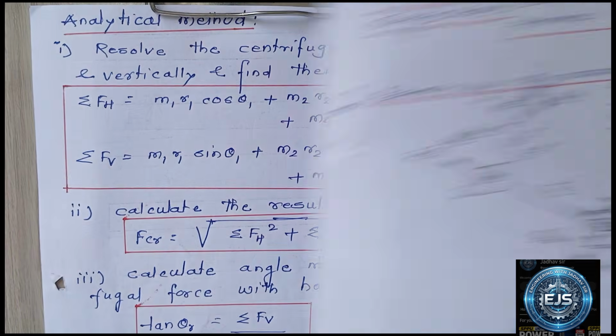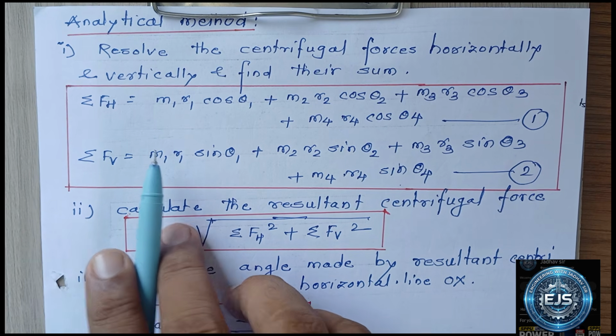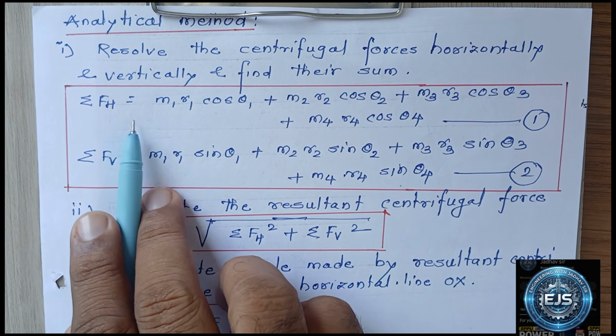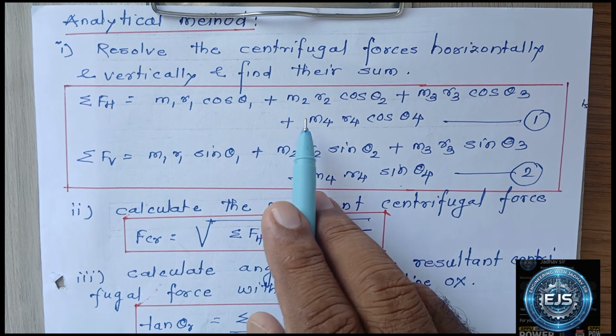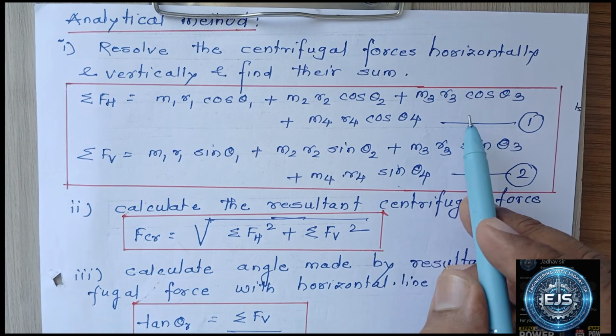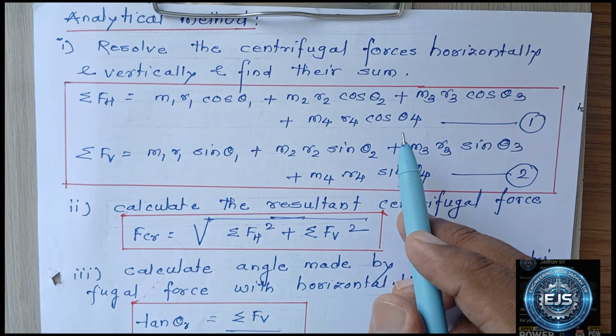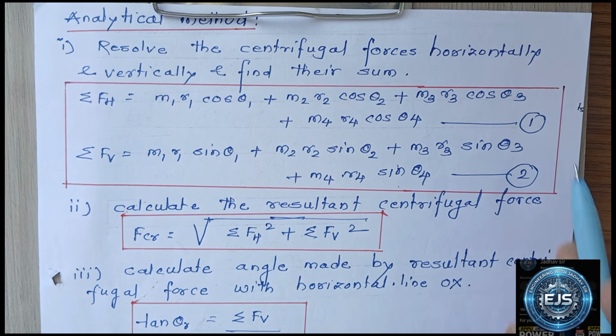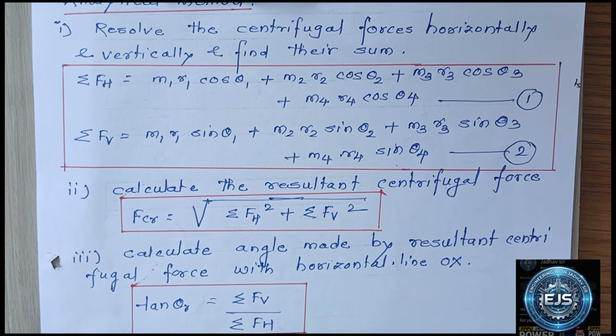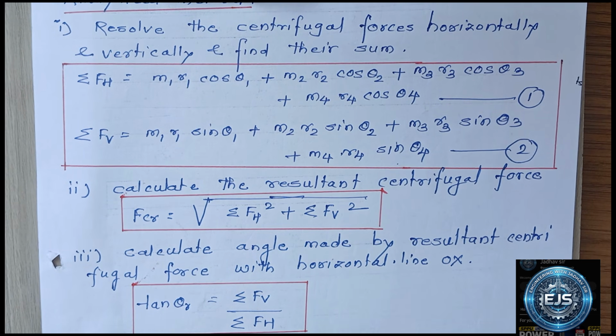So the horizontal component of the centrifugal force will be sigma fh is equal to m1 r1 into cos theta 1 plus m2 r2 into cos theta 2 plus m3 r3 into cos theta 3 plus m4 r4 into cos theta 4. This is equation number 1, by taking the algebraic summation of centrifugal forces along the horizontal direction. This is equation 1, sigma fh.